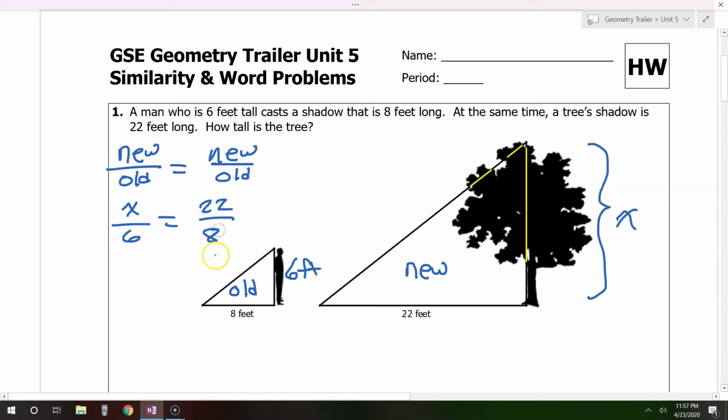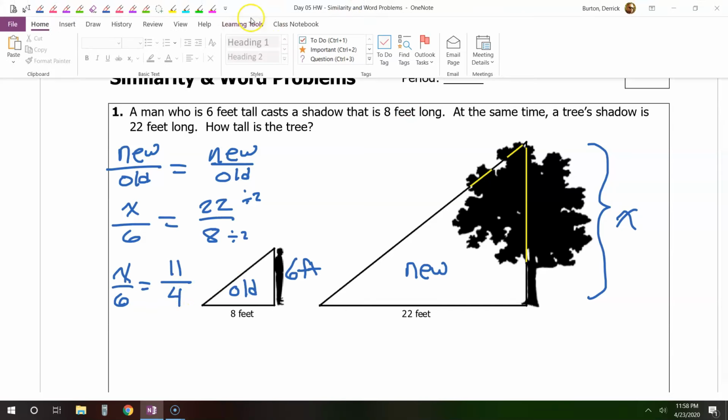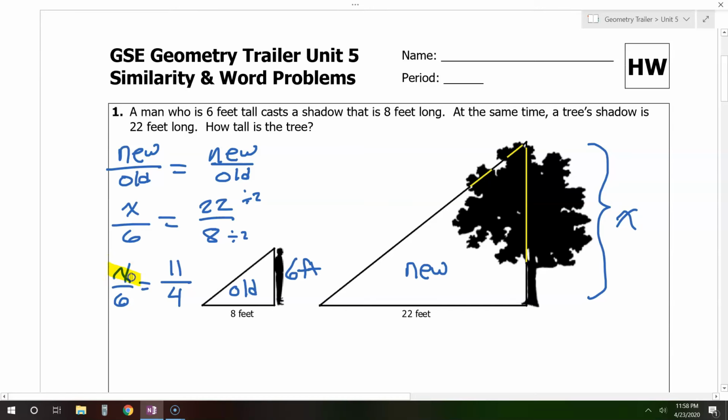Just to keep the numbers small, I really like to reduce this fraction. So 22 over 8, both of these are divisible by 2. So that would be the same thing as x over 6 is equal to 11 over 4. I'm just reducing. So now I'm going to cross multiply.